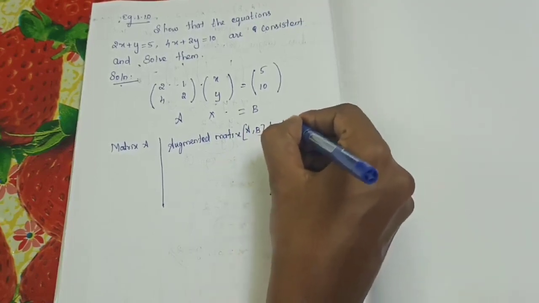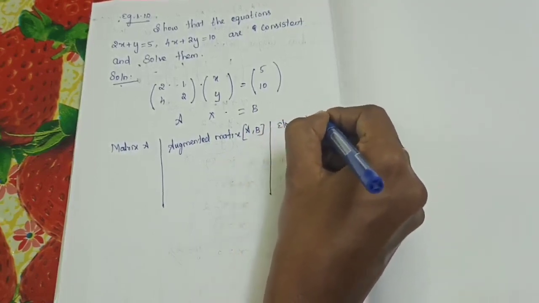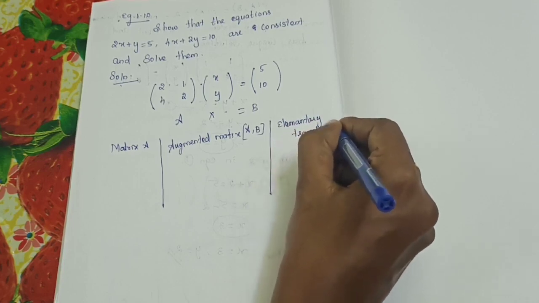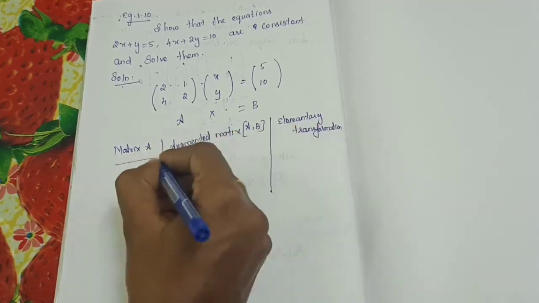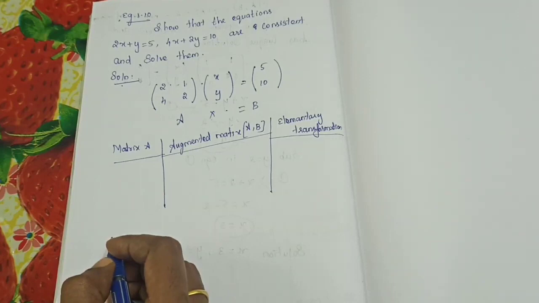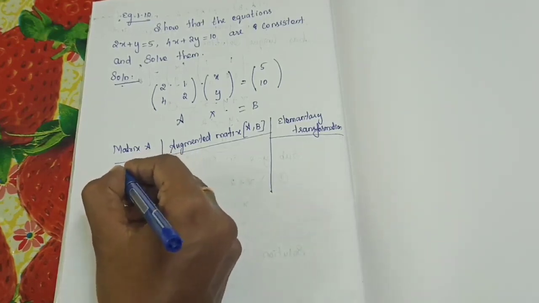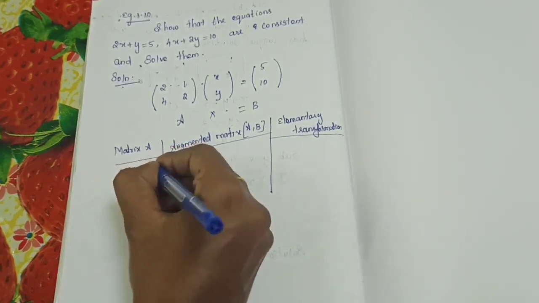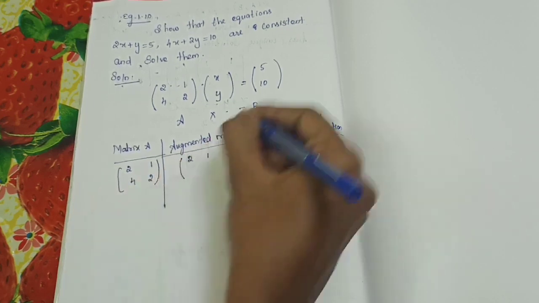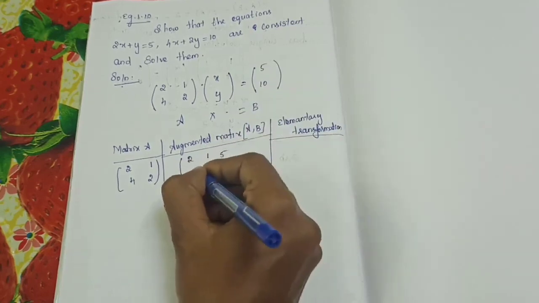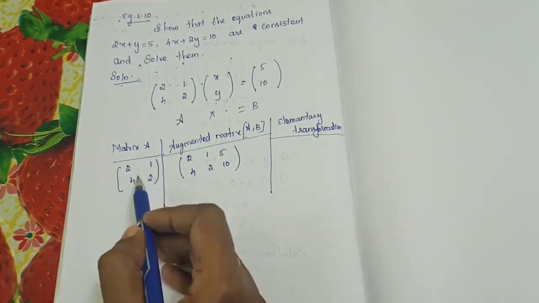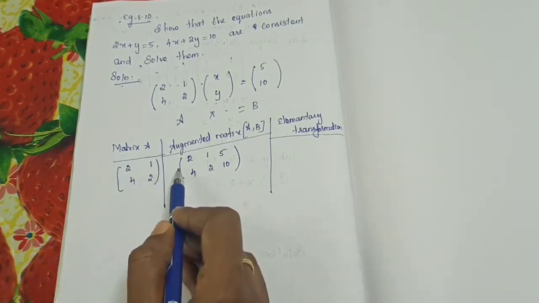Next one is elementary transformation. Okay. Next, first what will you do? You write the given matrix, is it right? 2, 1, 4, 2. Then AB means the augmented matrix. That is 2, 1, 5, then 4, 2, 10. Okay, you know, is it right? Now first you check whether the first entry is non-zero.